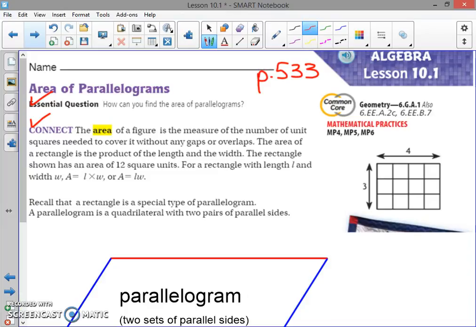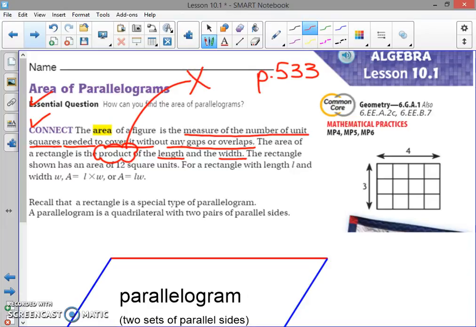So you have a figure and you're trying to find the area of it. There will be a certain number of unit squares inside of it. So the area is how many are needed to cover it without any gaps or overlaps. The area of a rectangle is the product of the length and the width. Of course, product we all know means multiply. If you don't know that, you need to pause the video for about 3 minutes and say it to yourself over and over again until you know it.